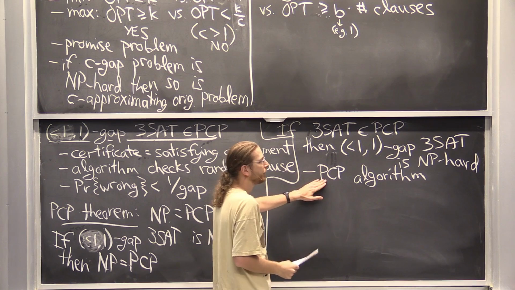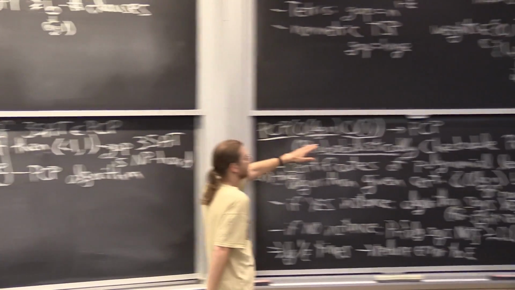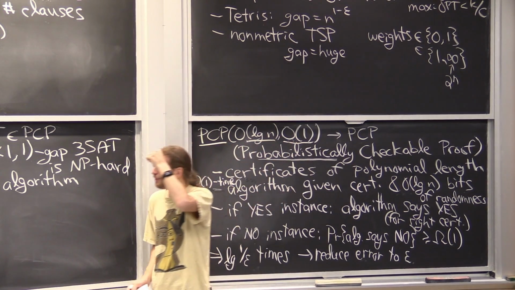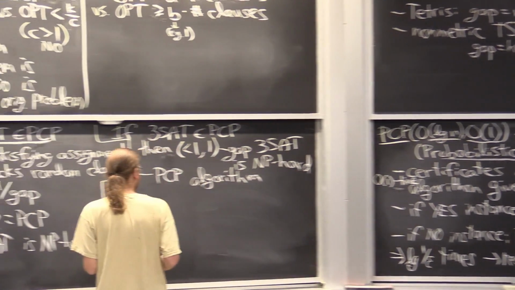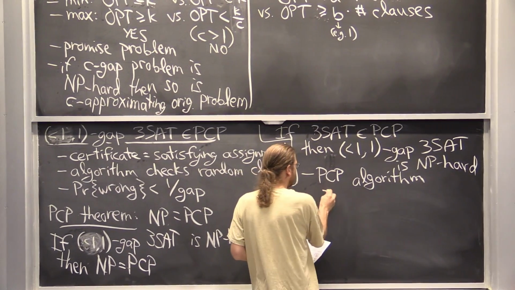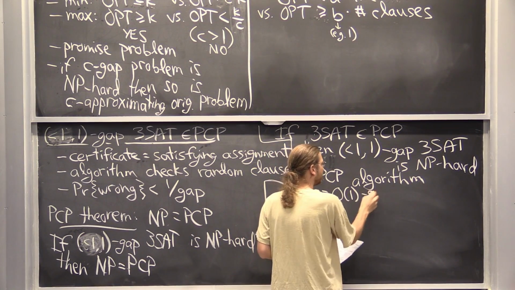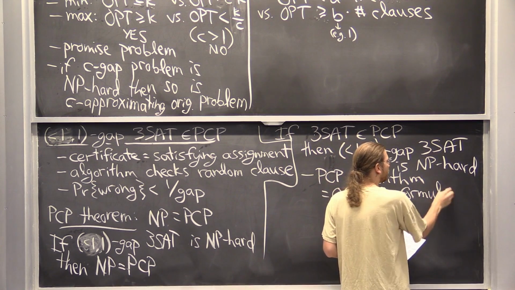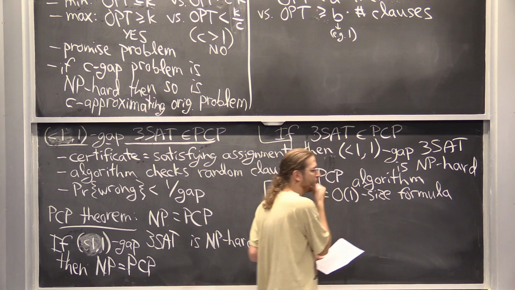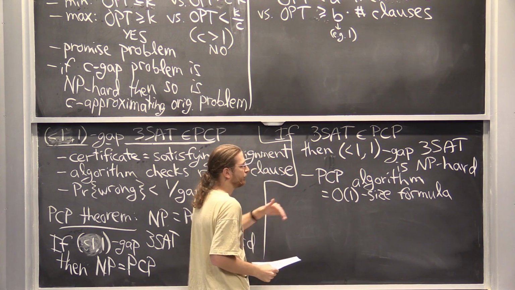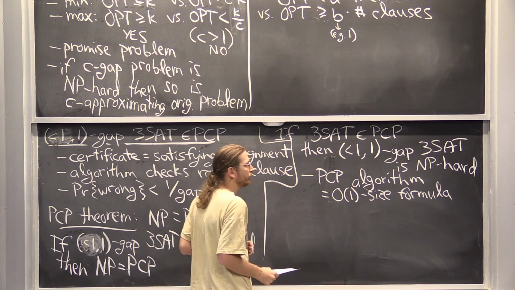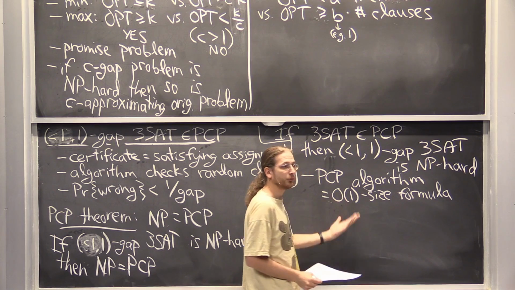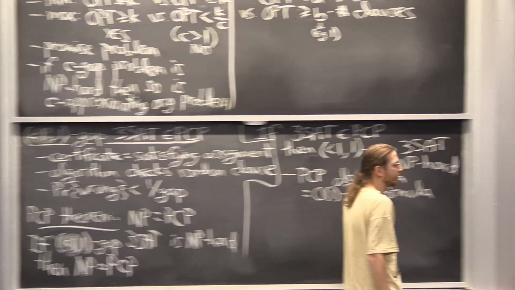the PCP algorithm we're given, because we're looking at PCP log n comma order 1, runs in constant time. Constant time algorithm can't do very much. In particular, I can write the algorithm as a constant size formula. Okay, it's really a distribution over such formulas defined by the log n random bits. But let's say it's a random variable where each possible random choice is a constant size formula that evaluates to true or false, corresponding to whether the algorithm says yes or no.